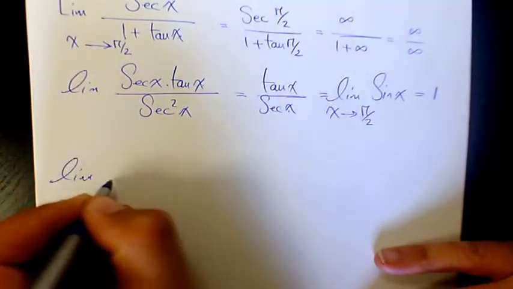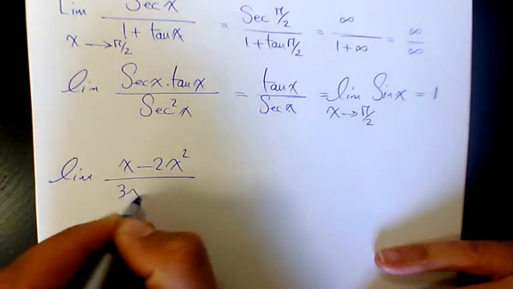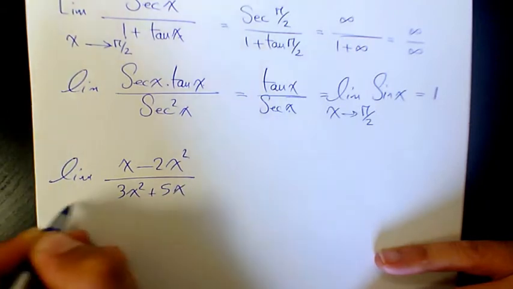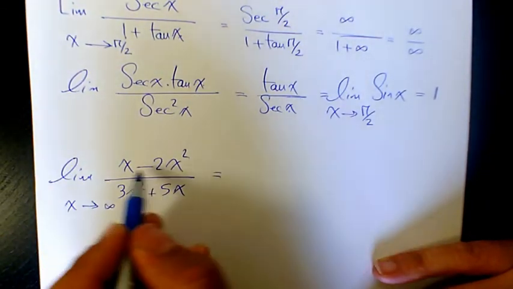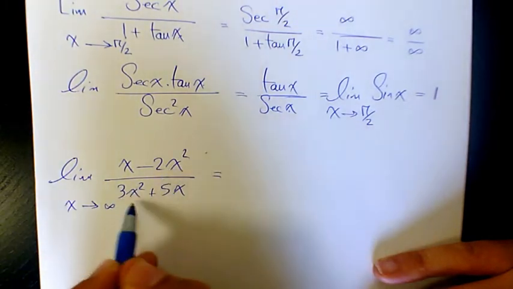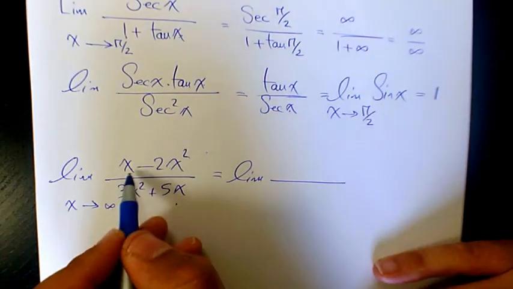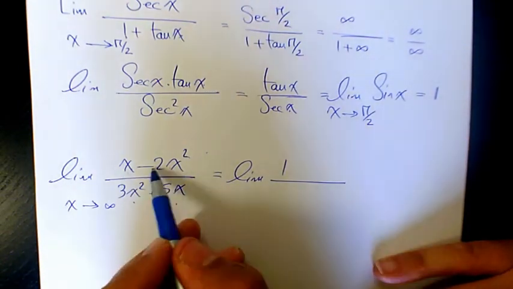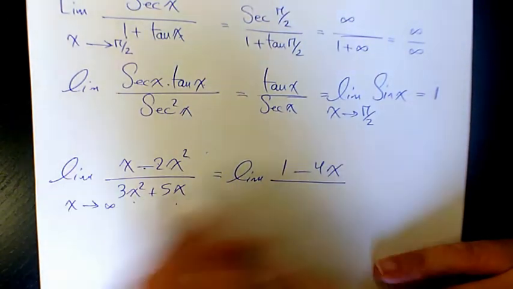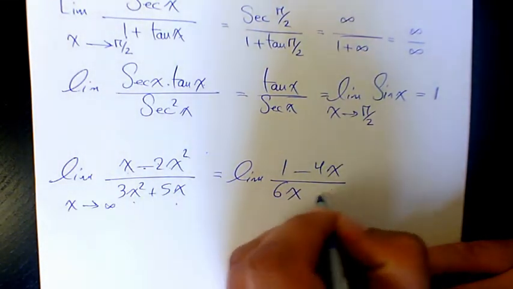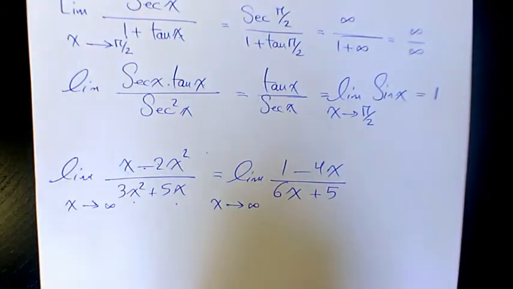Next example, the limit of x minus 2x squared over 3x squared plus 5x when x approaches infinity. That's going to be infinity minus infinity divided by infinity plus infinity. So we need to use the L'Hopital rule. The derivative of x is 1. The derivative of negative 2x squared is going to be negative 4x. The derivative of 3x squared is going to be 6x. The derivative of 5x is going to be 5, when x approaches infinity.